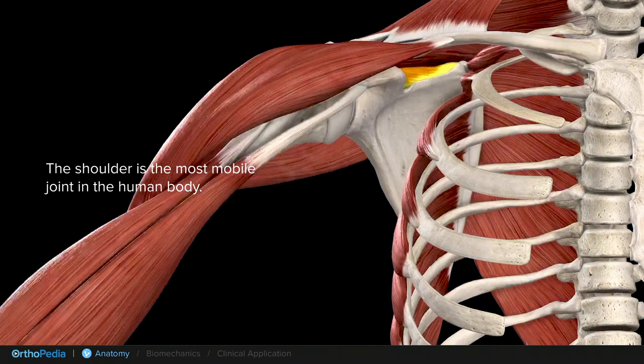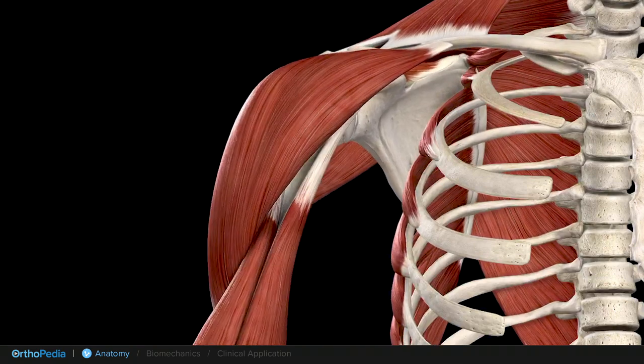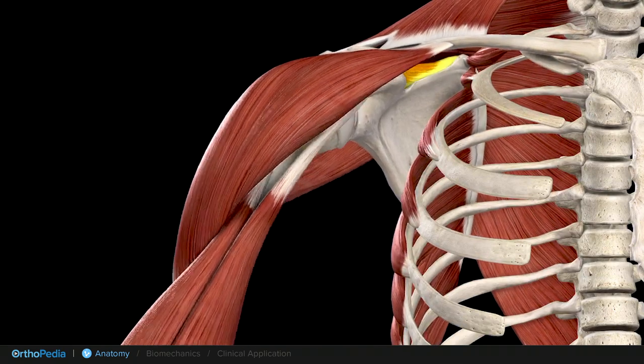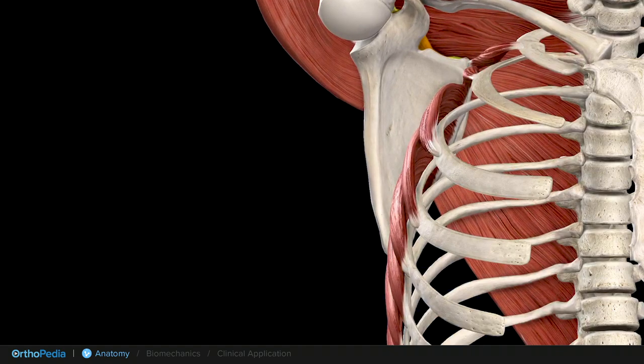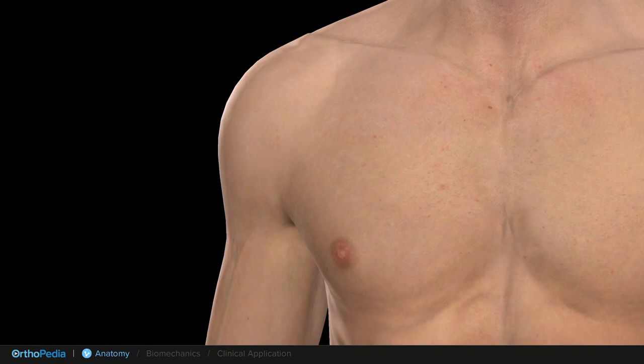The shoulder is the most mobile joint in the human body. However, with this amount of mobility, there is a sacrifice of stability. For the shoulder to remain stable, many anatomic factors come into play. Before understanding its biomechanics, it is important to understand the shoulder's complex anatomy.